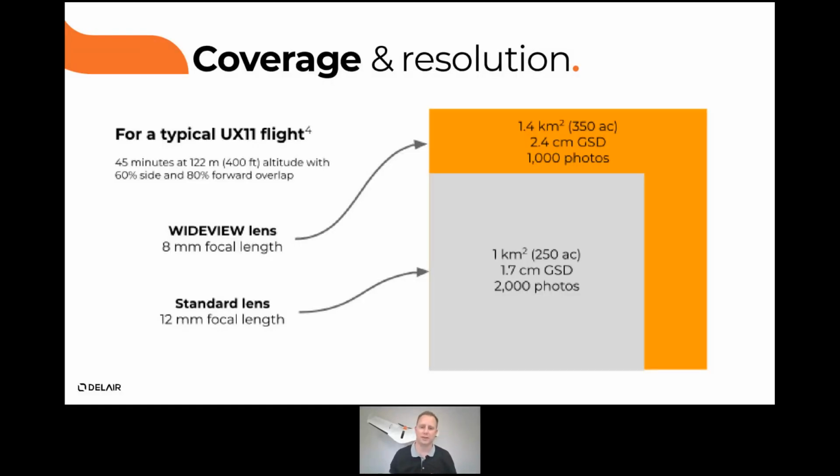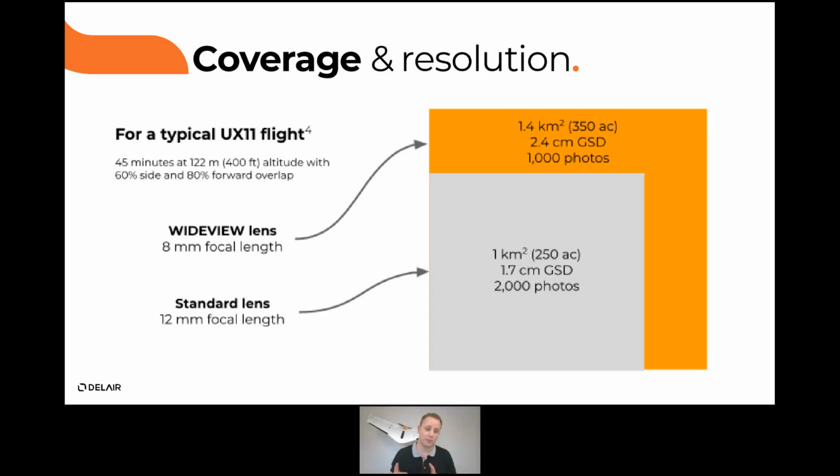To quantify that a little bit for you, here's a concrete example. A typical UX11 flight, which we'll say is 45 minutes, flying at 400 feet or 120 meters altitude with 60% side lap and 80% forward. These are very classic default settings for lots of folks. With our standard lens, the 12 millimeter focal length, you're going to get about 100 hectares or 1 square kilometer mapped. That's 250 acres. You'll get 1.7 centimeter GSD and have about 2,000 photos to process. Same amount of time, same flight height.